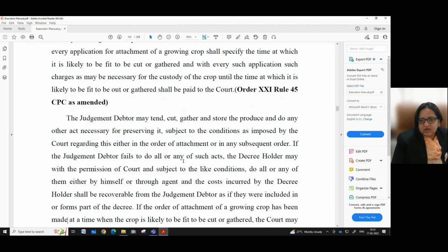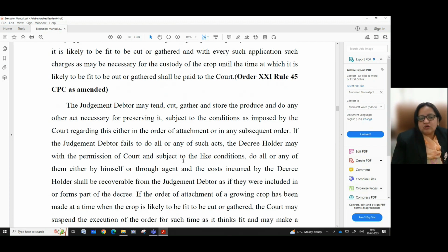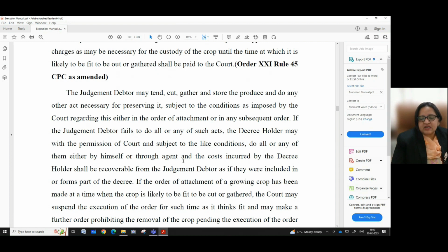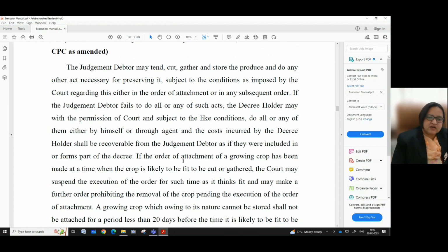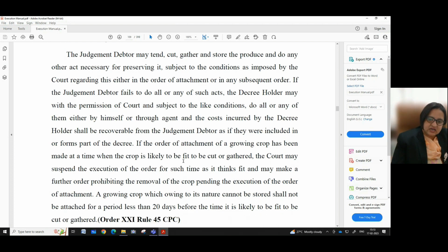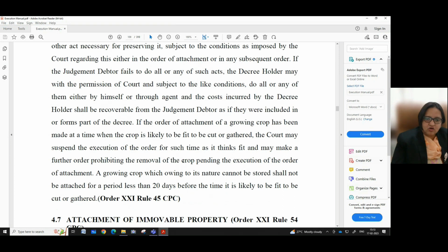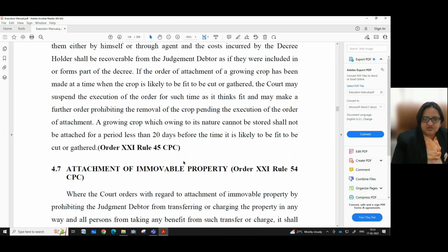If the order of attachment of a growing crop has been made at a time when the crop is likely to be fit to be cut or gathered, the court may suspend the execution of the order for such time as it thinks fit and may make a further order prohibiting the removal of the crop pending the execution of the order of attachment. A growing crop which, owing to its nature, cannot be stored shall not be attached for a period less than 20 days before the time it is likely to be fit to be cut or gathered. Order 21, Rule 45, CPC.